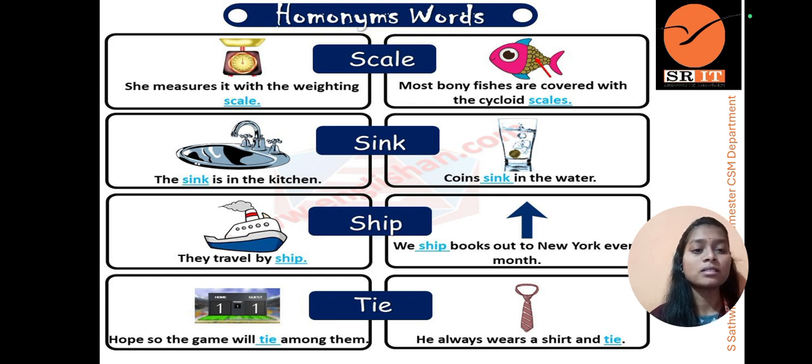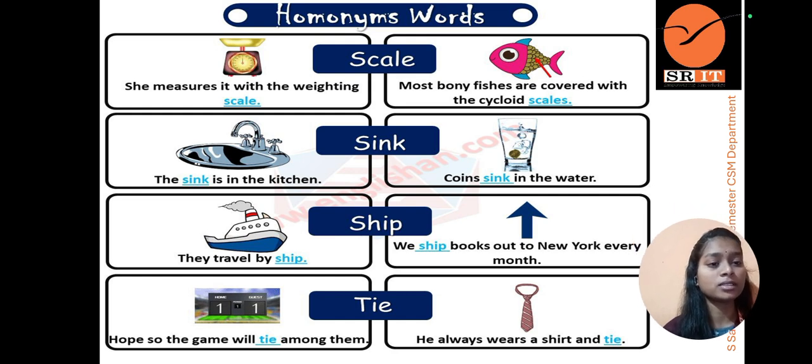And ship. They travel by ship. Here the ship is a noun, which is a thing to travel in on water. And: we ship books out to New York every month. Here ship means sending to some place, transferring. And next, tie. Hope the game will tie among them. And the other meaning of tie is: he always wears a shirt and tie.